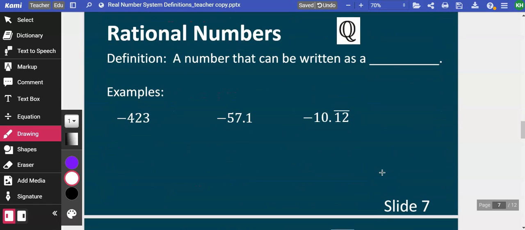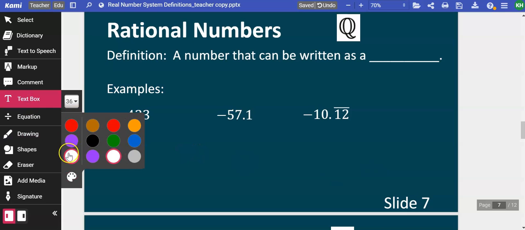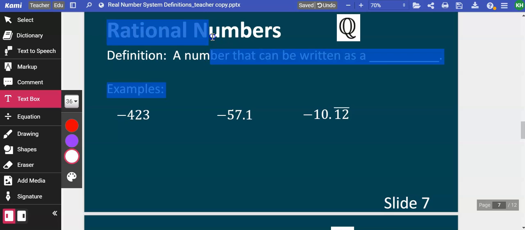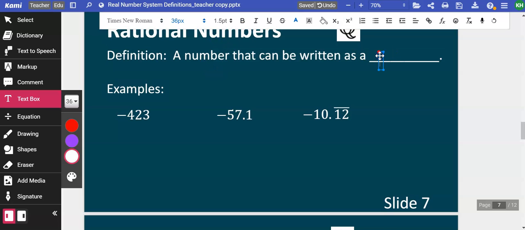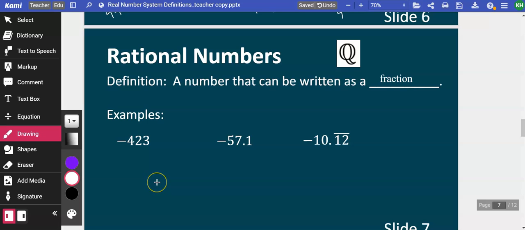Okay, so we're on to some more examples that will make what we're talking about make a little bit more sense. So a rational number is a number that can be written as a fraction. So let's fill it in again. We're trying to remember these definitions. A number that can be written as a fraction. So -423 is an example of a rational number because it can be written as a fraction. -423 is an integer. So to change it to a fraction, I just put a 1 in the denominator. So now it's a fraction.